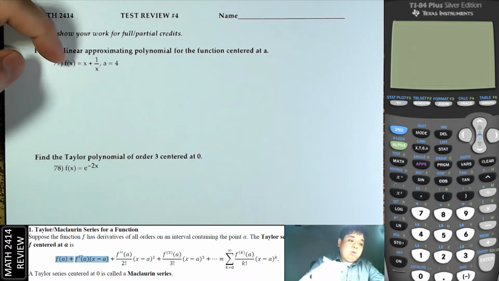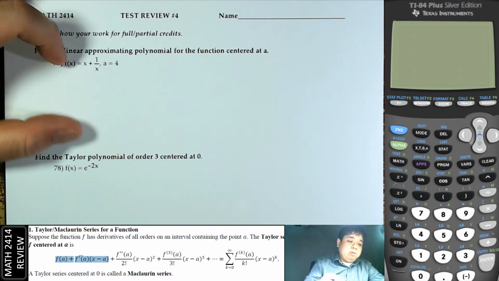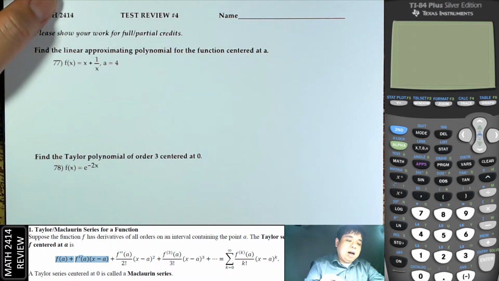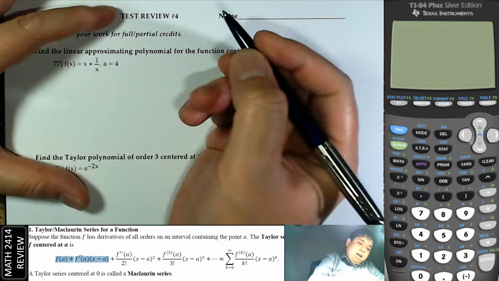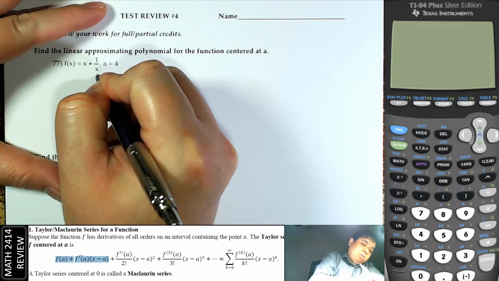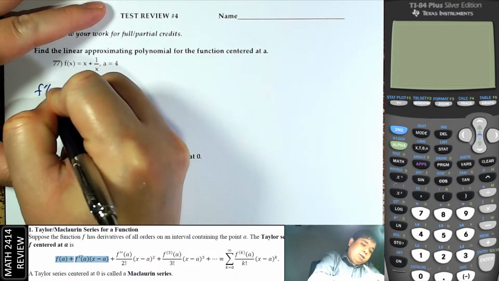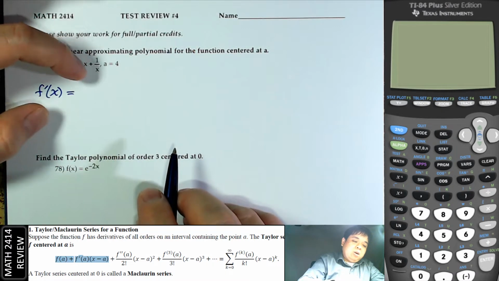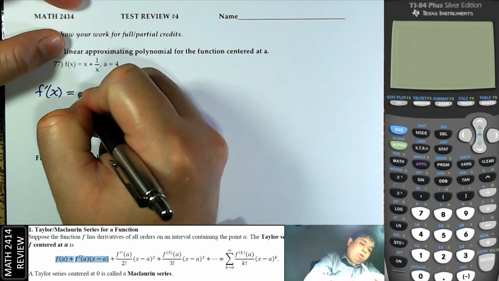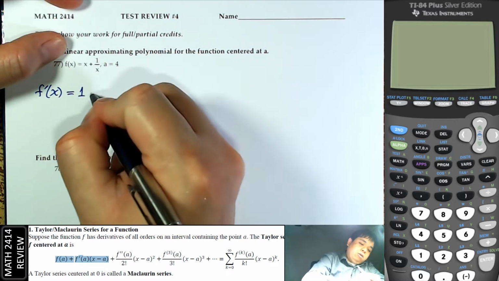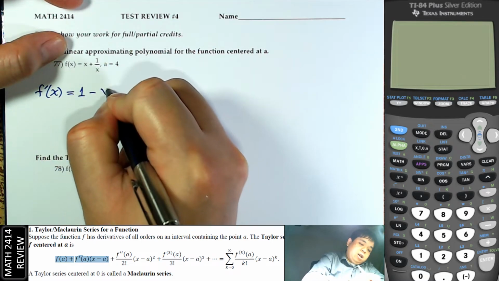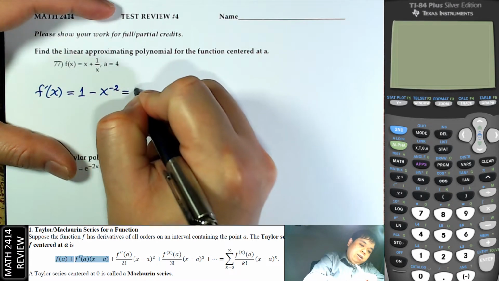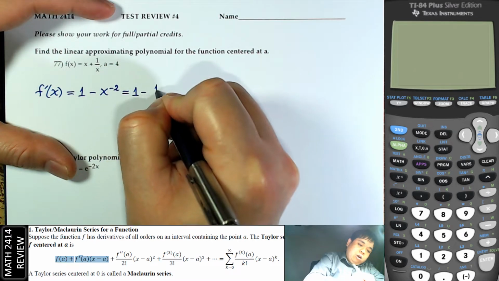So this is a function, we take the derivative and then substitute 4 into the function and then into the derivative, and that's pretty much it. Right, so this is the function, so the derivative: the function is x plus 1 over x, or x plus x to the negative 1. Derivative of x is 1. Derivative of 1 over x is negative x to the negative 2, or we have 1 minus 1 over x squared.